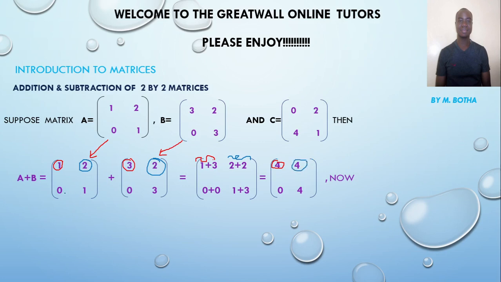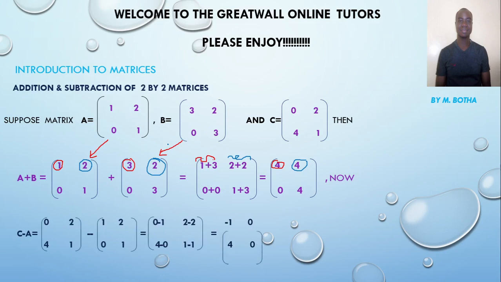So if you do that to the rest of the numbers, you have 0 plus 0, which is right there, you get a 0. You have 1 plus 3, which gives you 4, right? So this is how you add 2 by 2 matrices. It's direct. Now let's look at subtraction.